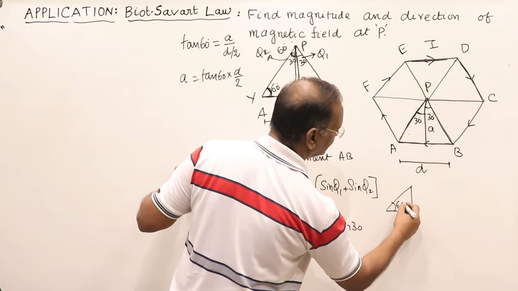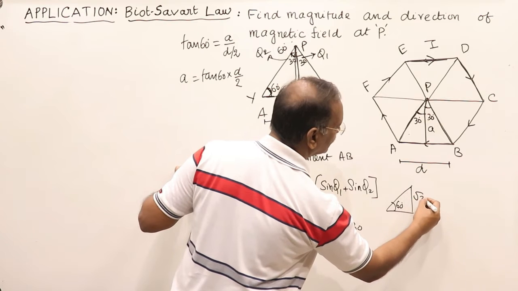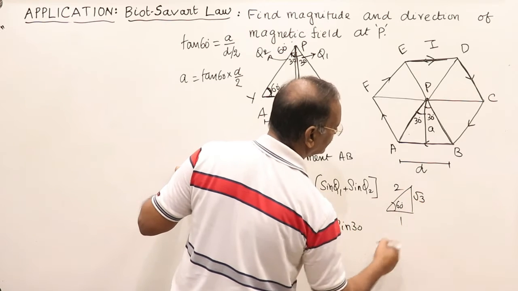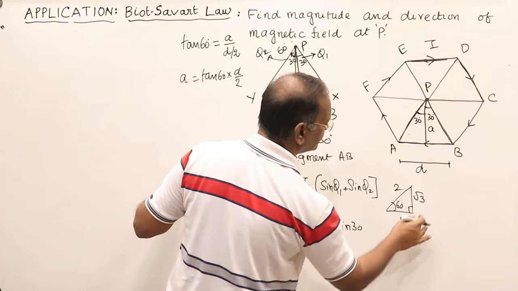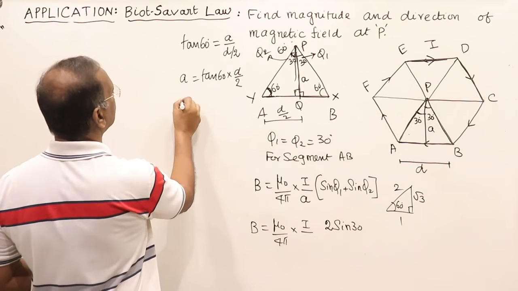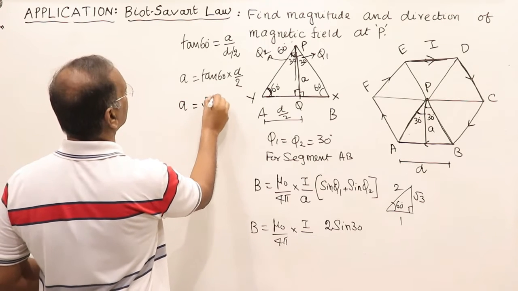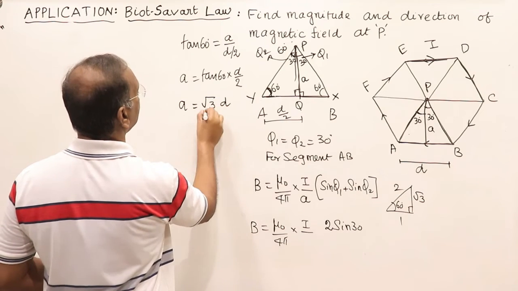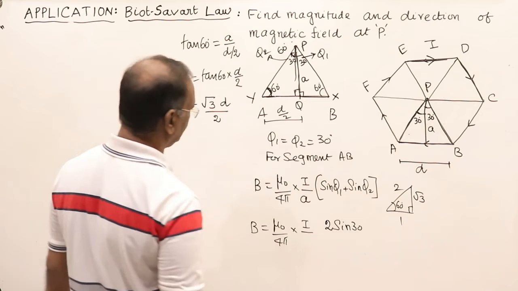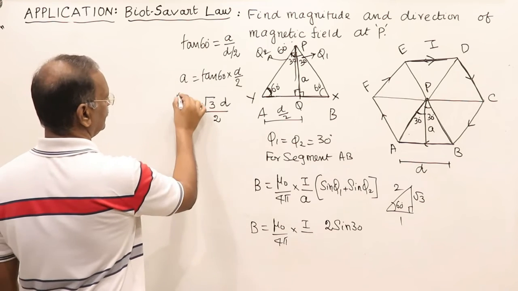60, how are we going to find out? 60 means this will be 30, root 3 will come, hypotenuse will be 2, this is 1. Tan 60 means root 3 by 1, which is equal to root 3. So A is equal to root 3 d by 2. Therefore A is equal to root 3 d by 2.